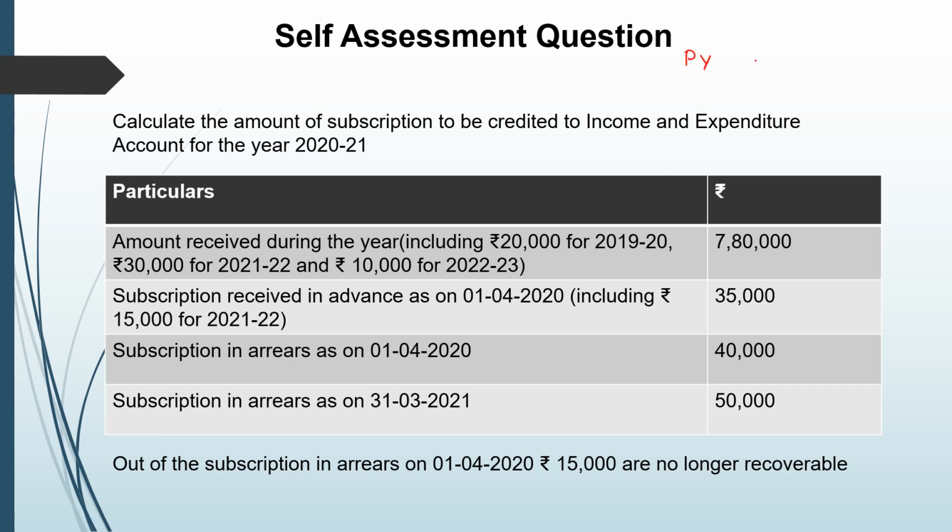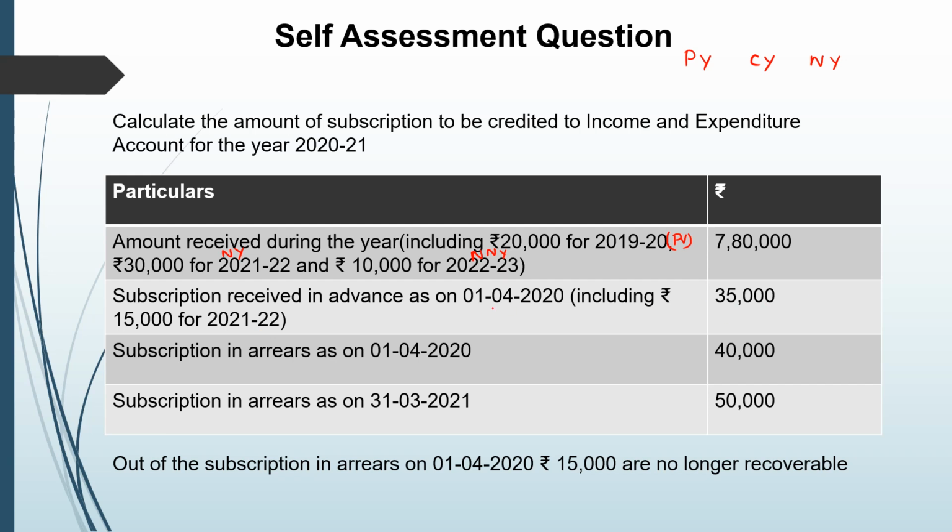So we have 3 years, previous year, current year, next year. So this is the previous year amount. This is related to next year, 30,000, 2021-22. And this is next to next year, so we'll put it as next to next year, 10,000. Subscription received in advance as on 1st April 2020, including 15,000 for 21-22.